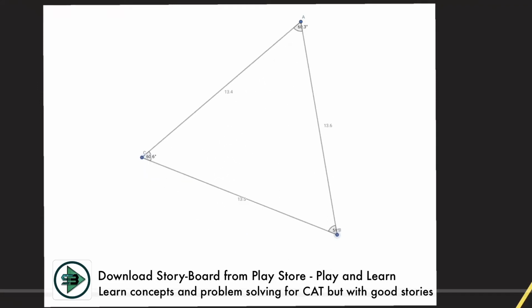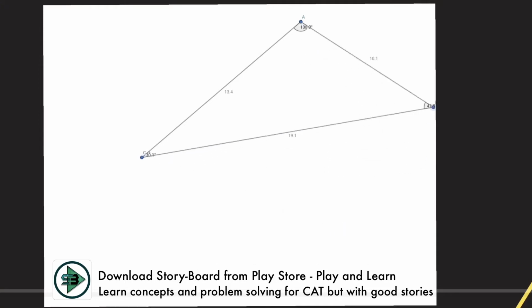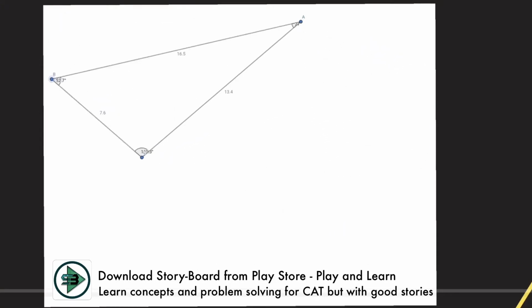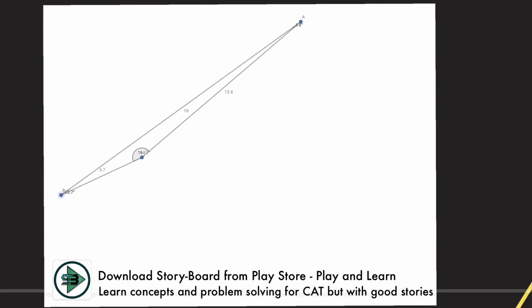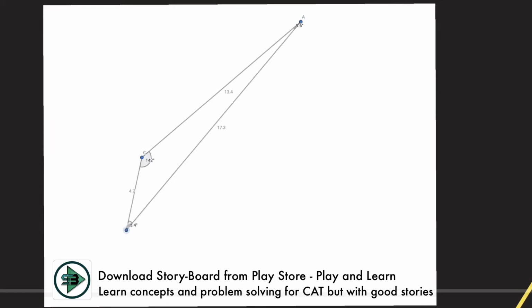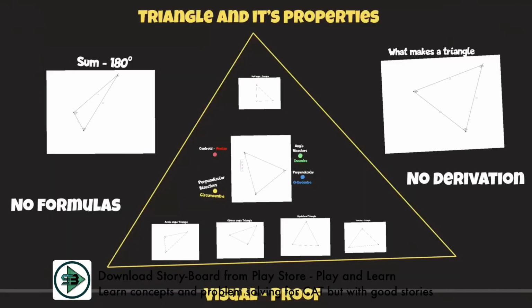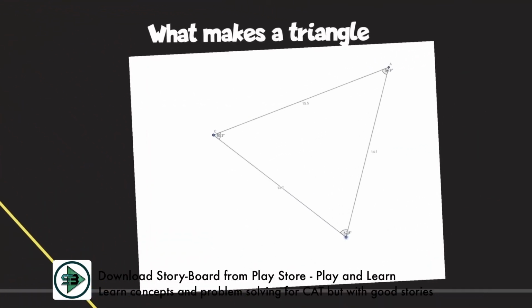Take any situation, pause the video, pick up these three angles and add them. Take this: 27 plus 52 plus the next angle, that will again be 180. Okay, this is 10 plus 160 plus 10, again 180. 99 plus 60 plus 18, again that will be 180, and so on. So this proves that no matter what triangle you make, the sum will always be 180.